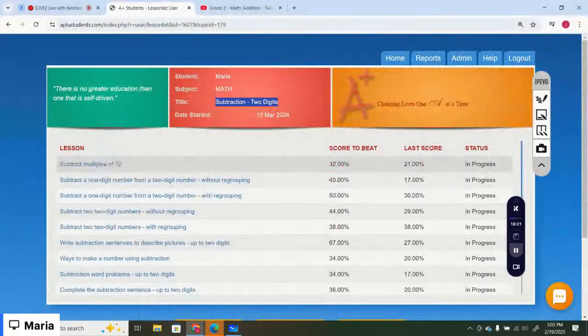Here I'm on grade 2 math. The chapter we're on right now is subtraction. Two digits. Let's just start with the first lesson, that is subtract multiples of 10.